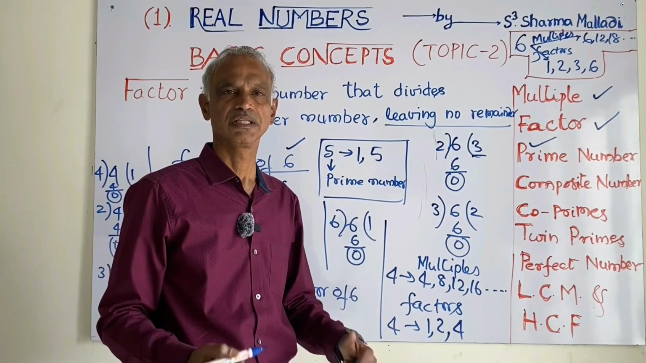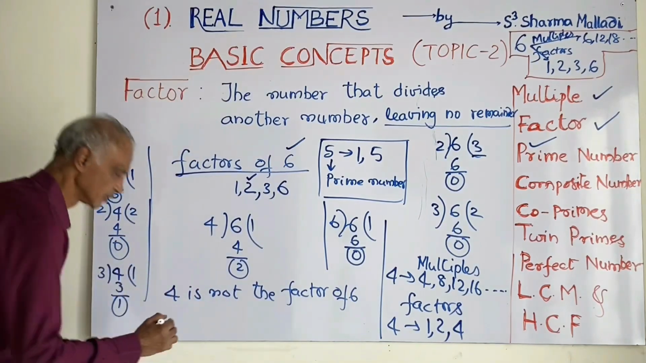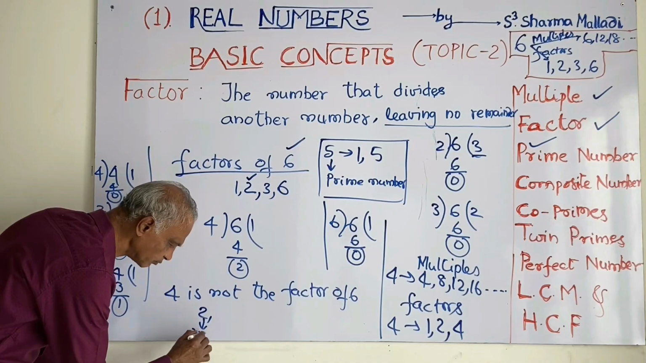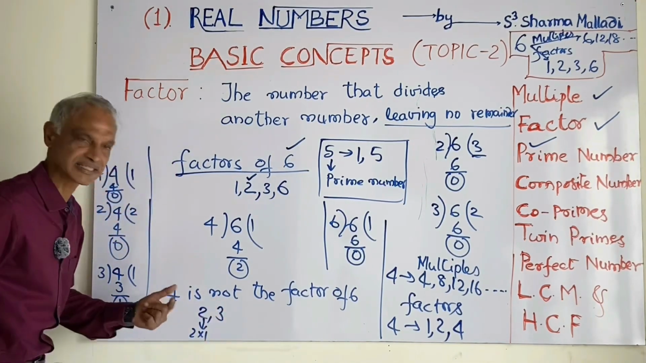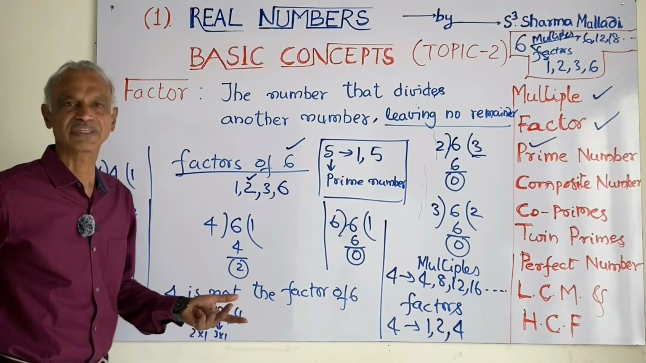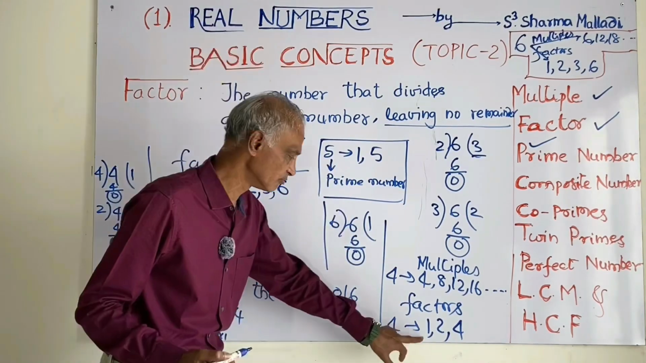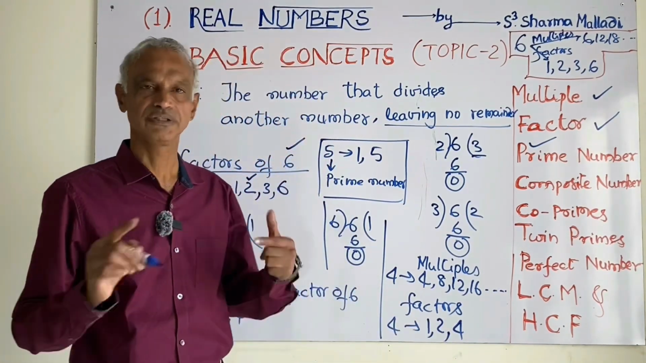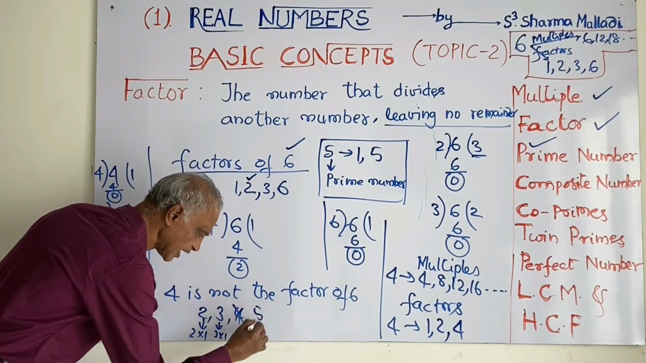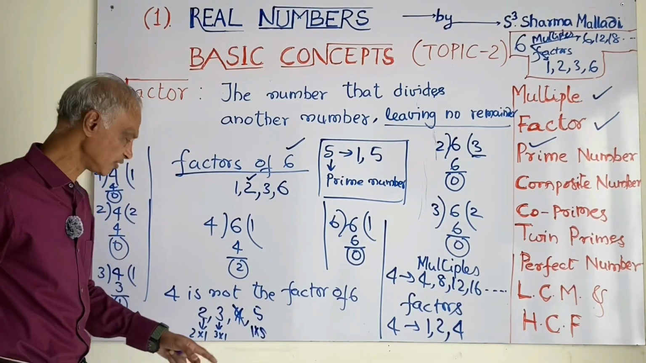What is a prime number? The number which has 2 factors is called a prime number. What are the prime numbers? 2, is it a prime number? Yes, it can be written as 2 into 1, only 2 factors. 3 can be written as 3 into 1. 4, is 4 a prime number? No, it is not a prime number. It has 3 factors. You see, 1, 2, 4 are the factors of 4. Therefore, 4 is not a prime number. 5, yes, it is a prime number. What are the factors? 1 and 5 are the factors of 5.